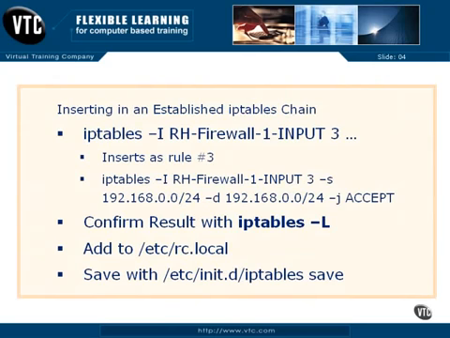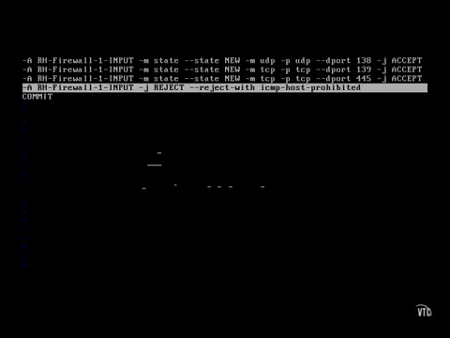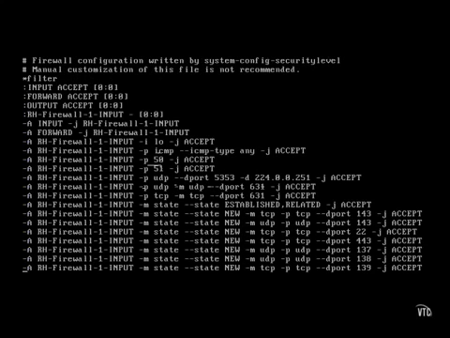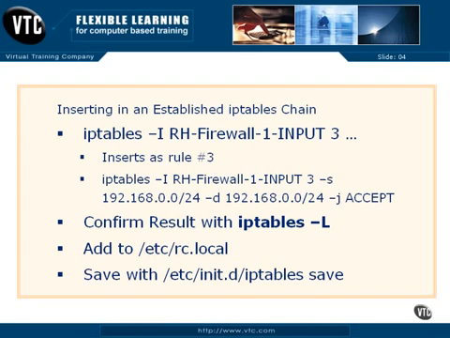So you may want to insert the rule into an established iptables chain, and that requires the -I switch. If you use the -I and specify the chain, in this case, the name of the chain is RH-firewall-1-input, you'll also want to specify the rule number. Otherwise, it goes at the top of the chain.